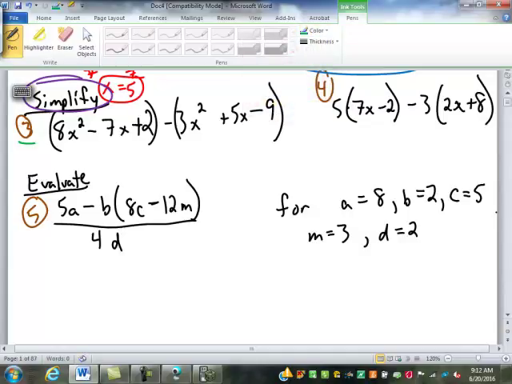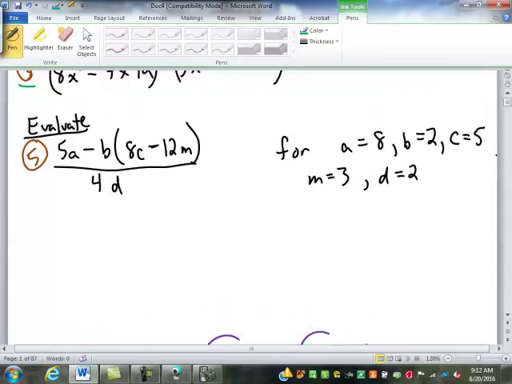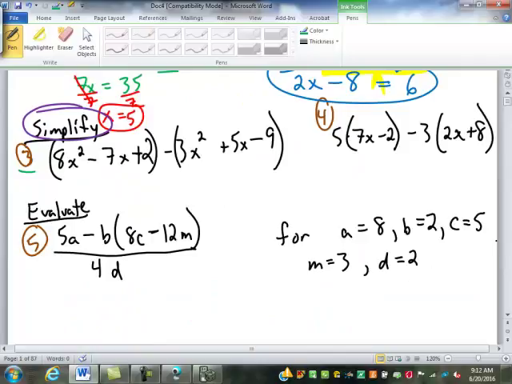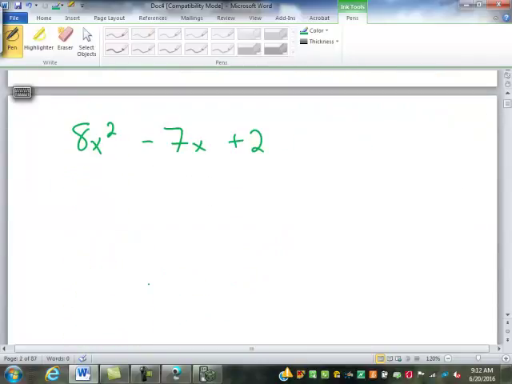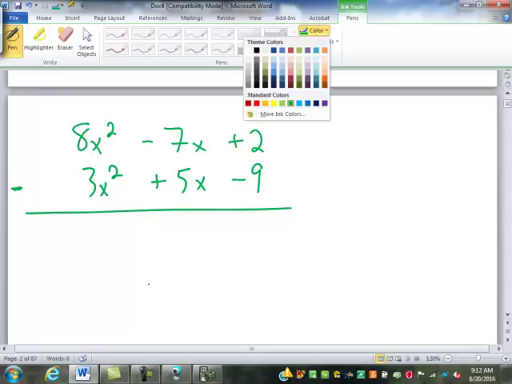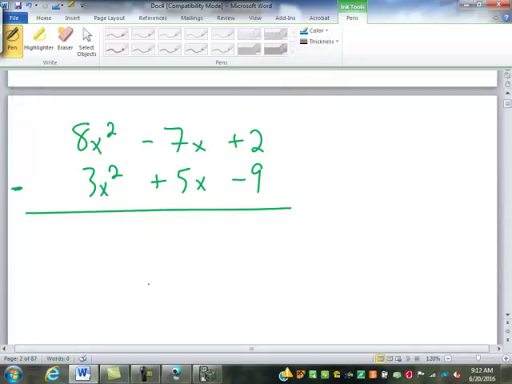So looking at number 3 here, this is 8x squared minus 7x plus 2 minus 3x squared plus 5x minus 9. Yeah, my handwriting left something to be desired on that one. Now, I purposely did a subtraction problem here because I know subtraction, when you have the negatives in there, is a spot where people struggle. So we're starting out, we're going to work right to left, just like we would with a whole number. We have 2 minus a negative 9.